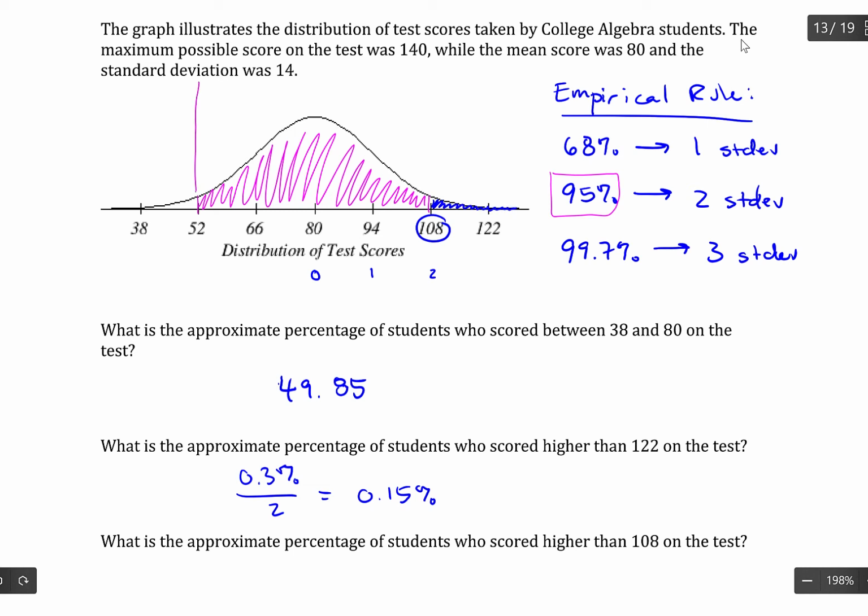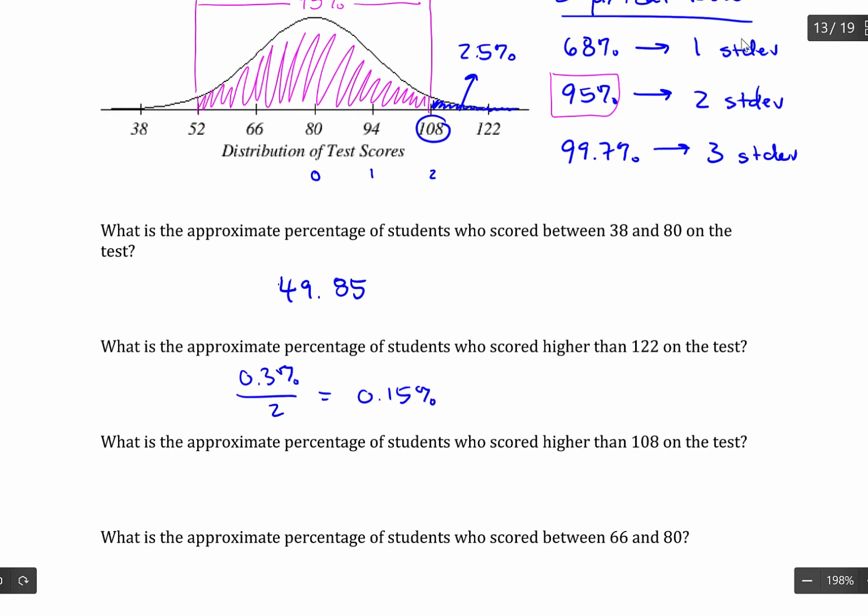But since I know that between these 2 values is 95% of my data, according to the empirical rule, I can do the complement of this. So 100% minus 95% gives me 5% left over for the tails. But that's in both tails together. So that leaves this upper tail to be half of 5%, which is 2.5%.